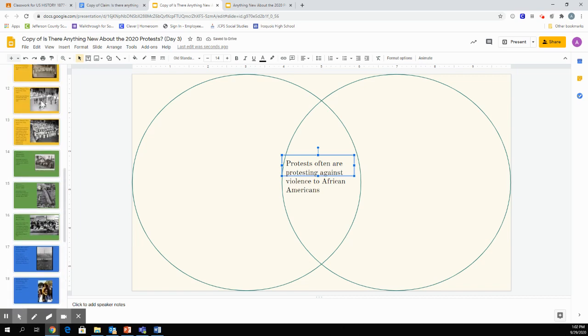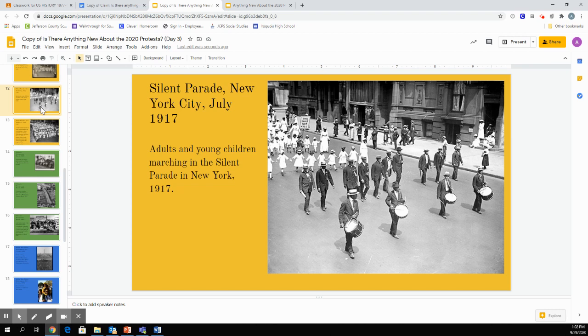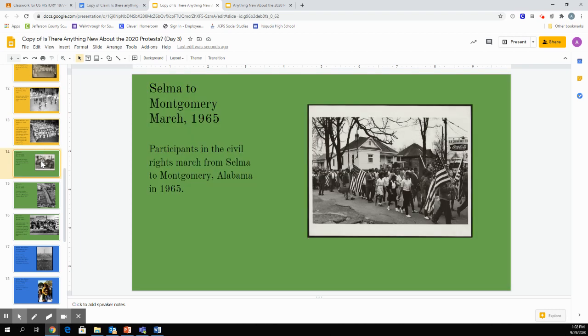I'll tell you right now, this is a march. This is thousands of people marching through New York City. You have the Selma to Montgomery March. This was people during the Civil Rights Movement marching from Selma, Alabama to Montgomery, Alabama, which was about 50 miles. It was not a short walk. It took them a couple of days. And they were fighting for voting rights, but they were marching.